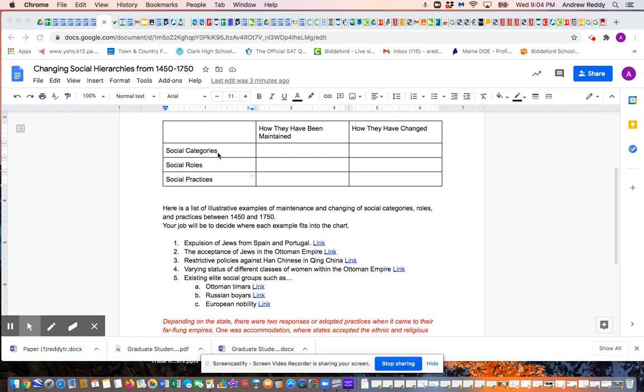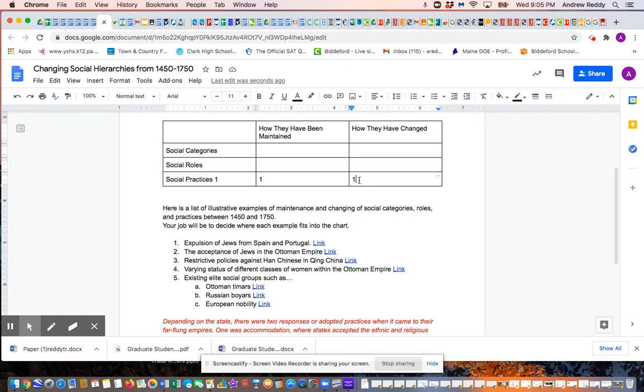is this an example of a category? Is it an example of a role? Or is it an example of a practice? Once you have made that decision, let's say number 1 you decide is a practice, you're simply going to put the number 1 there, and then put 1 here and 1 here, and you're going to explain, how was this practice maintained, how long did it last, and why? And then, did this practice also change over time?